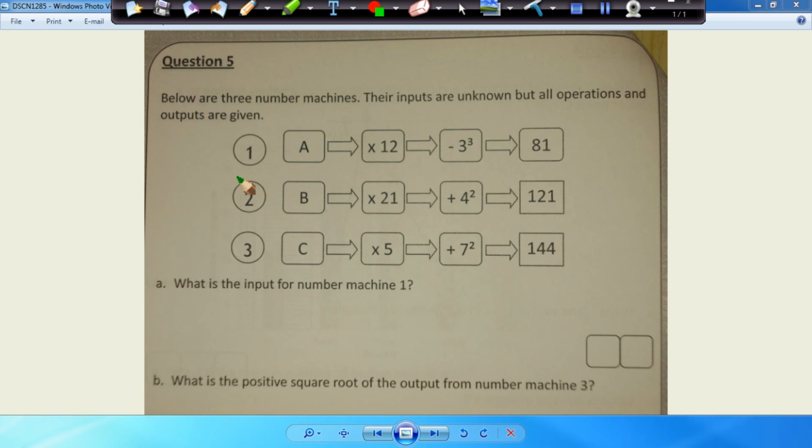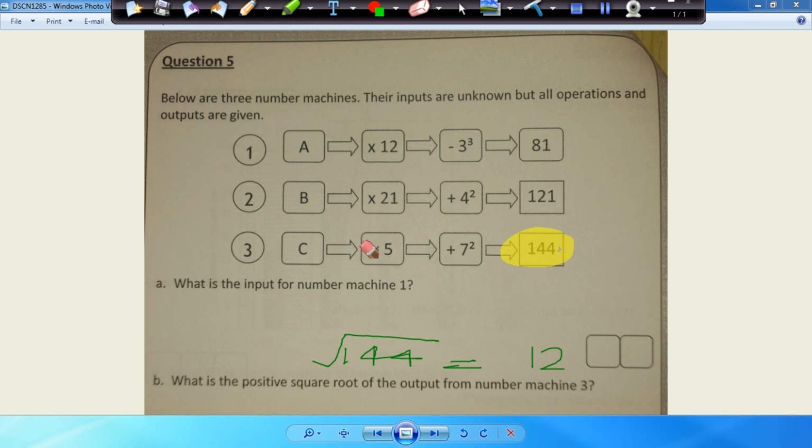What is the positive square root of the output from machine number 3? Machine number 3 is talking about what number? 144. So we have to get 144 and square root it. What number multiplied by itself gives you 144? Actually, it's plus and minus 12 that is the correct mathematical answer, but they're only interested in the positive answer. So we can get our little rubber and we don't need the bottom part of the answer. We can say quite safely for part B the answer is 12. The plus isn't necessary for this particular answer.